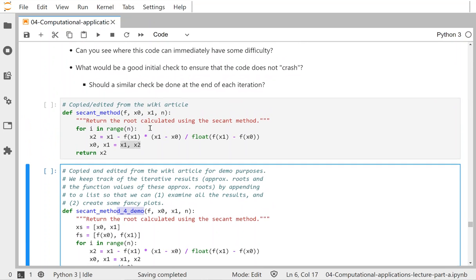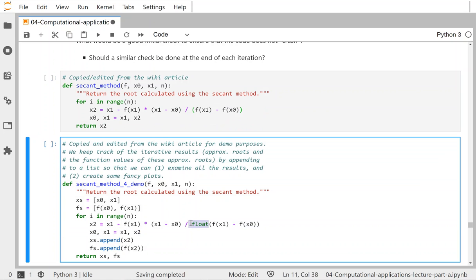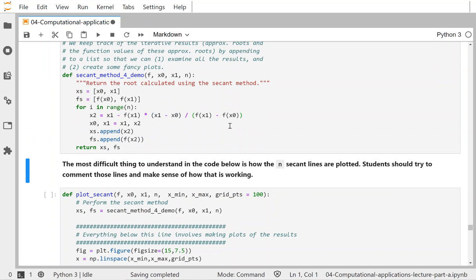But let's talk real quickly about where things could go wrong. If x0 and x1 are the same value, that's clearly going to be a problem, because then you will be dividing by 0. More generally, it's possible to produce x0 and x1 values that produce function values that are the same. By the way, you don't need this float, so I'm just going to get rid of that. They must have been dealing with Python code from an earlier version of Python that required that. So I'll just go ahead and remove that here.